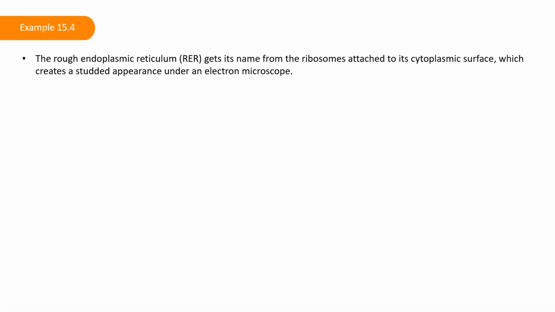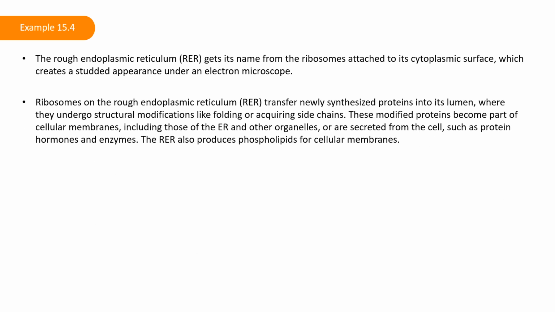The rough endoplasmic reticulum, RER, gets its name from the ribosomes attached to its cytoplasmic surface, which creates a studded appearance under an electron microscope. Ribosomes on the RER transfer newly synthesized proteins into its lumen, where they undergo structural modifications like folding or acquiring side chains.